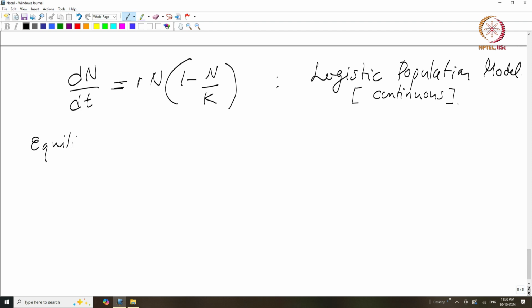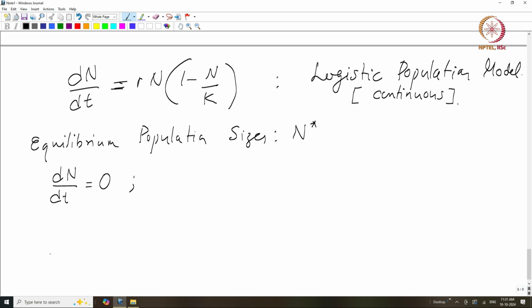So let us now apply the concepts of equilibrium and stability. Let us find the equilibrium population values. How do we find them? We usually denote them by n star. These are all the population sizes for which dn by dt is equal to 0. How do I find where dn by dt is equal to 0? I just set the right hand side, which I called f of n, to 0. So that means r n star times 1 minus n star by k is equal to 0. Whenever this expression is true, we are at an equilibrium.